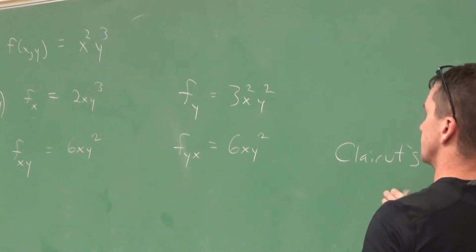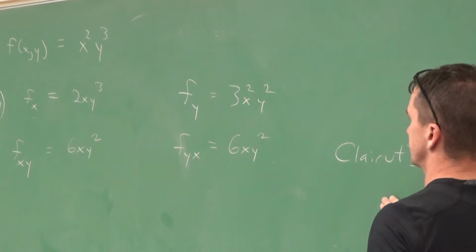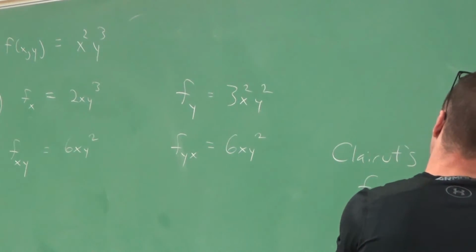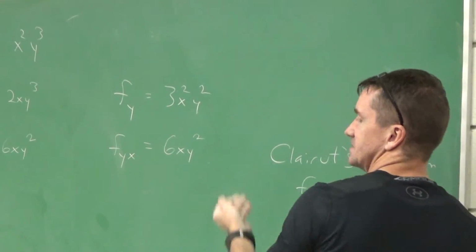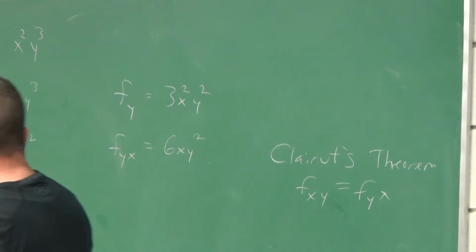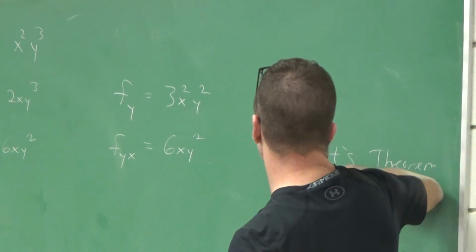This is Clairaut's theorem. It says that fxy will always equal what? fyx, as long as they're continuous functions. Feel free to read about that in the textbook.